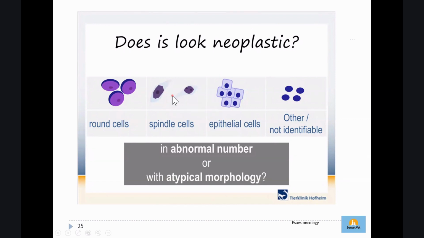Sometimes it's not so easy to get the spindle cell. If you got it, it's really nice. You're so good. And the round cell, you're going to see it's typically round. They don't like to attach to each other. You can see this is one cell, this is the cytoplasm, and the border is very clear between one cell and the other cell. So that's the thing that you need to remember.